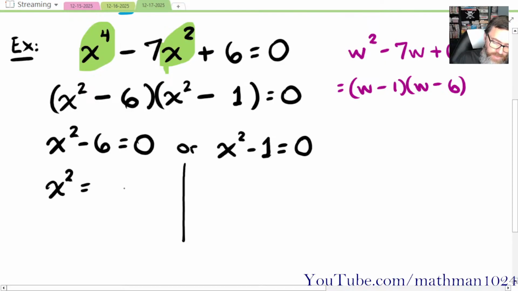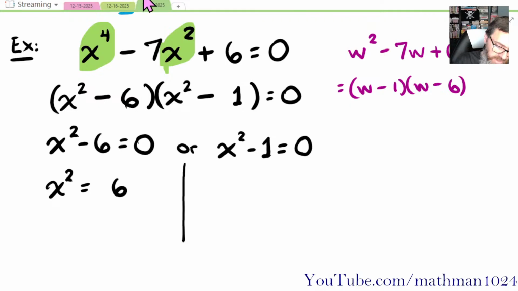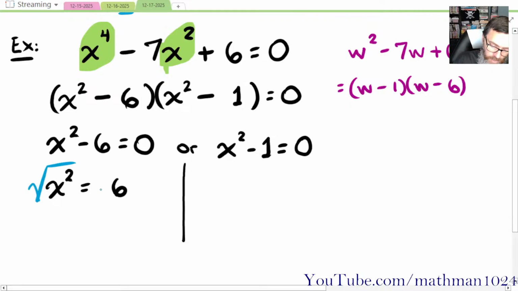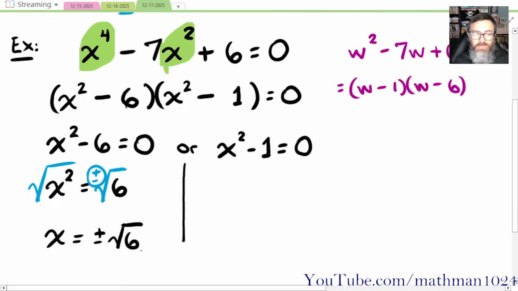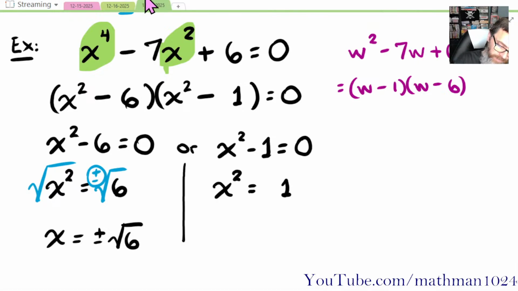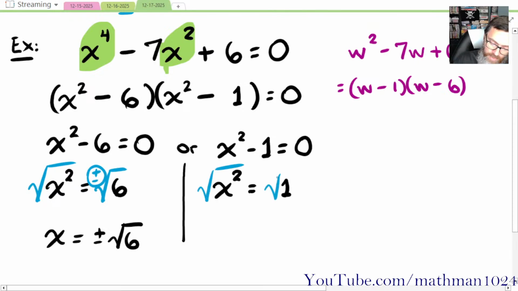So x squared equals 6. And then to get the x by itself, I'm going to apply the square root property. Don't forget the plus or minus. So x equals plus or minus the square root of 6. Do the same thing for the other part of this equation. So move the 1 to the other side. Apply the square root property. Don't forget the plus or minus. And then x equals plus or minus 1.